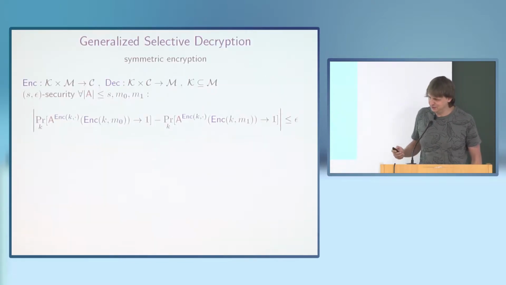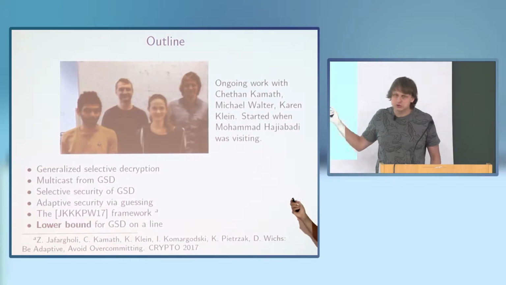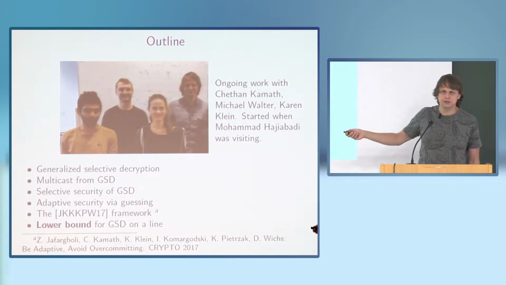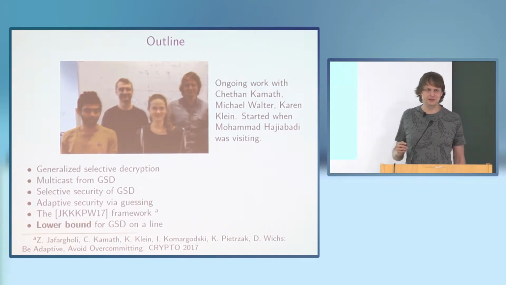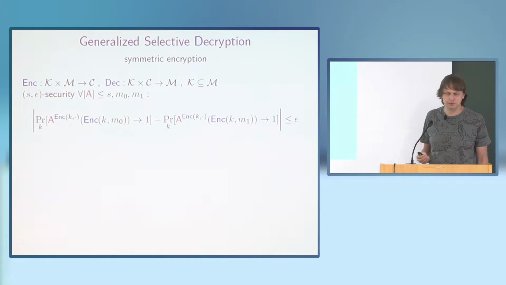Okay, so this is the outline. Let me just start. I will just use one example throughout this talk, because this is the only example for which we have lower bounds, and this is going to be generalized selective decryption. Let me first define what generalized selective decryption is. It's a very natural problem.